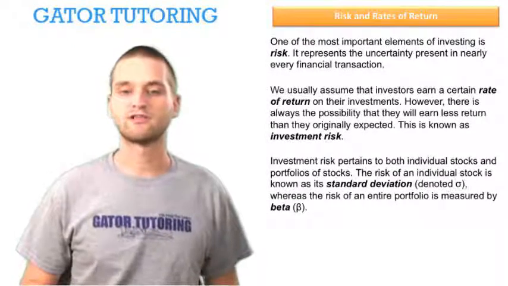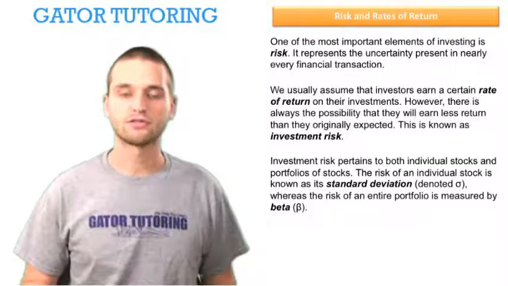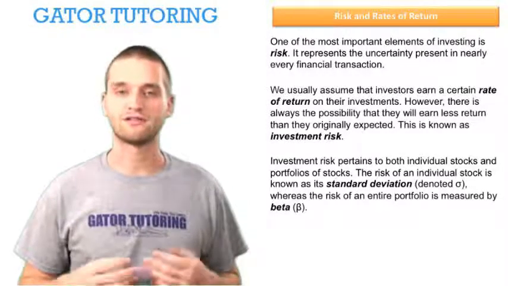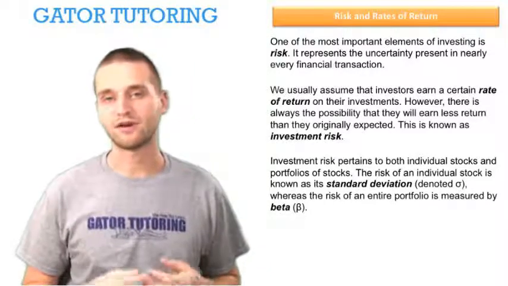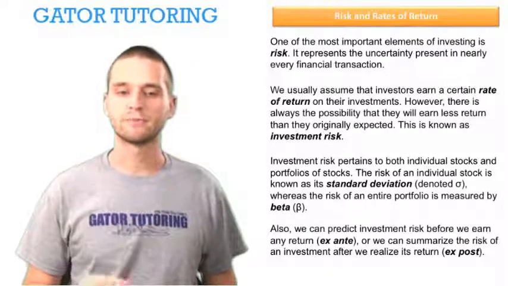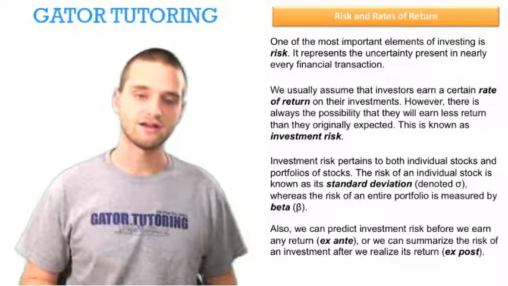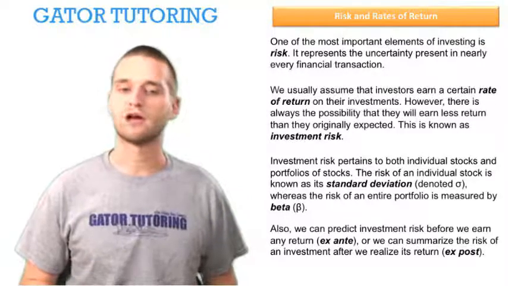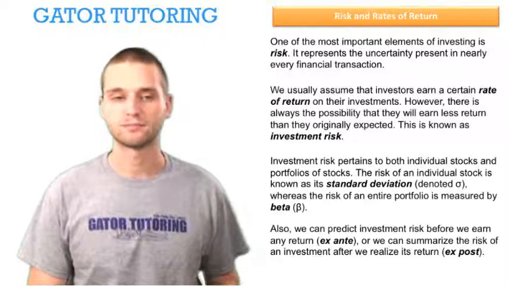Investment risk pertains to both individual stocks and portfolios of stocks. The risk of an individual stock is known as its standard deviation, which is denoted as sigma, whereas the risk of an entire portfolio is measured by beta. Also, we can predict investment risk before we earn any return, known as ex ante, or we can summarize the risk of an investment after we realize its return, known as ex post.